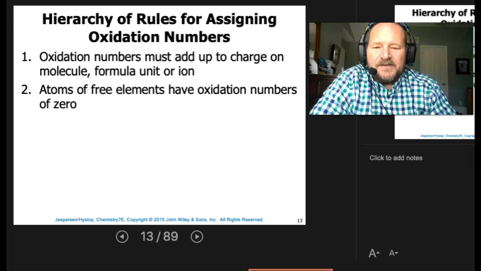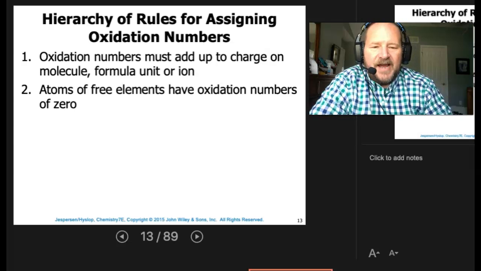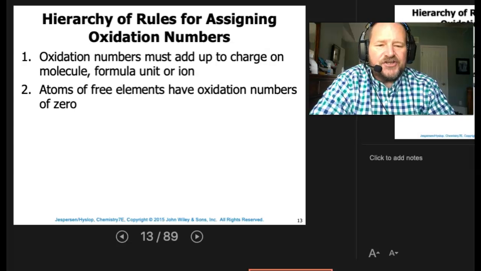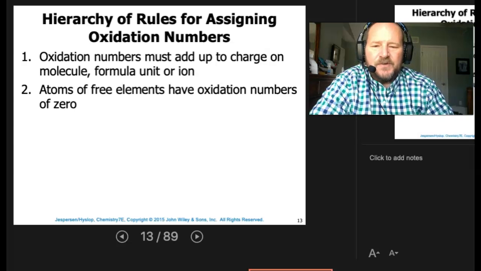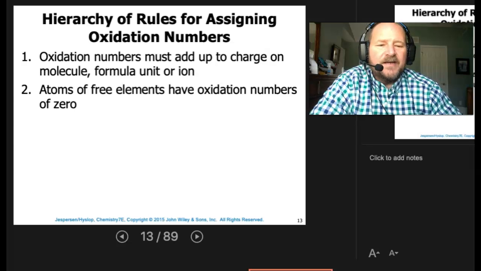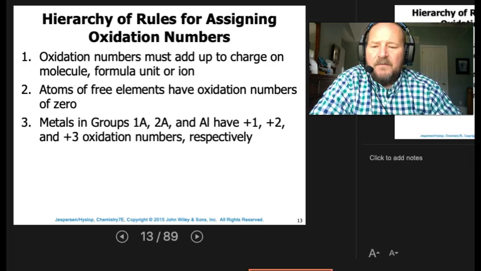Atoms of free elements have oxidation numbers of 0. So if it's an element by itself, like silver by itself, would have an oxidation number of 0. If it's a diatomic, chlorine gas, Cl2, its oxidation number is 0. So whenever it's in its elemental state, it's a 0. Metals in groups 1A, 2A, and aluminum have +1, +2, and +3 oxidation numbers respectively. So in other words, all the metals in group 1A are going to be +1.